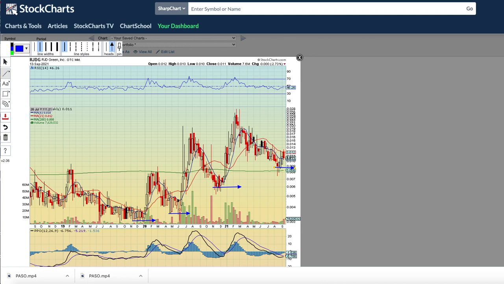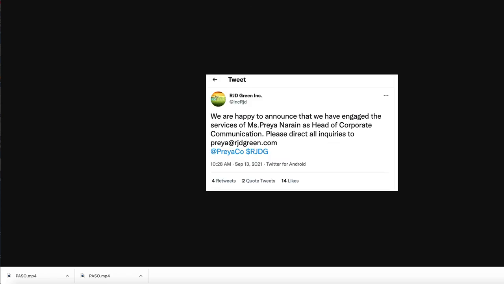And why do we like this? Because I know it's small, but on their last 10Q, they're bringing in 3.8 million in assets, revenues. If you look here, they just created a Twitter account, so they're very active.